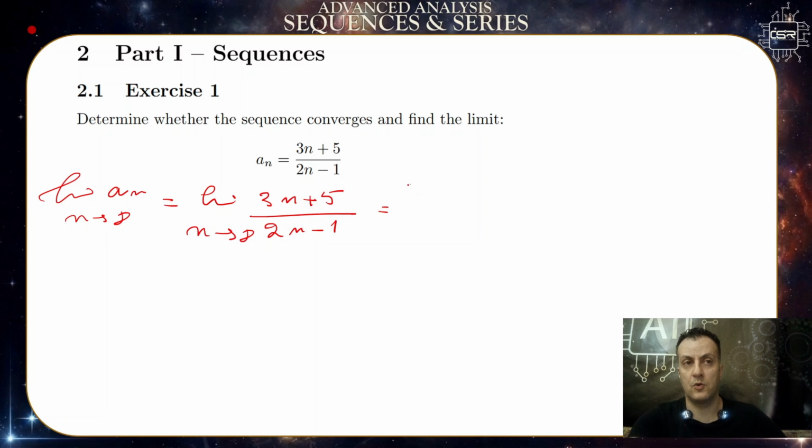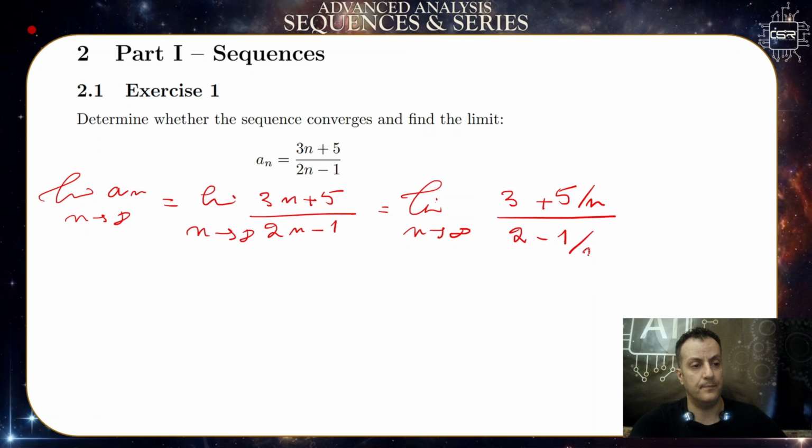Let's divide by n both the numerator and the denominator. So it is equal to the limit as n approaches infinity of 3n divided by n is 3, plus 5 over n, divided by 2n over n is 2, minus 1 over n. Now as n approaches infinity, 5 over n approaches 0, and so does 1 over n. So we are left with 3 over 2. Hence, this sequence is convergent and it converges to 3 over 2, which is the limit as n approaches infinity.